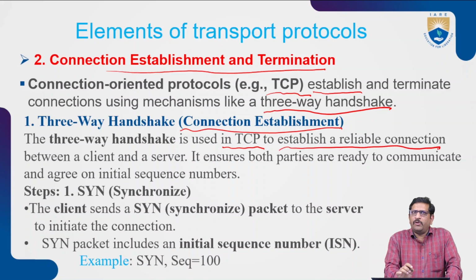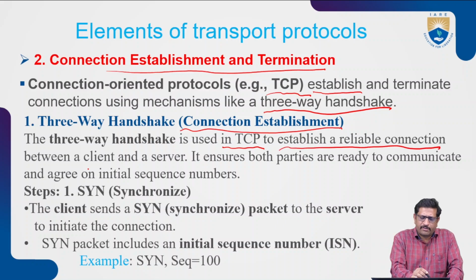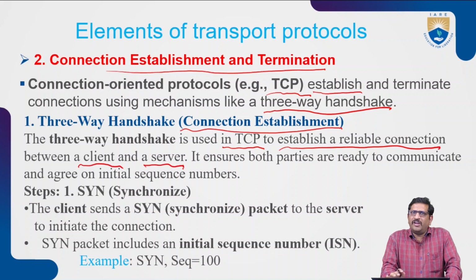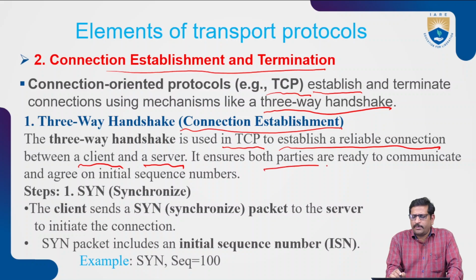Establishing a reliable connection between the client and server. Between the client machine and the server machine, a reliable connection can be established, which ensures both parties are ready to communicate. That means the sender-side machine and the destination-side machine are ready to communicate and agree on the initial sequence number. This is the three-way handshake.